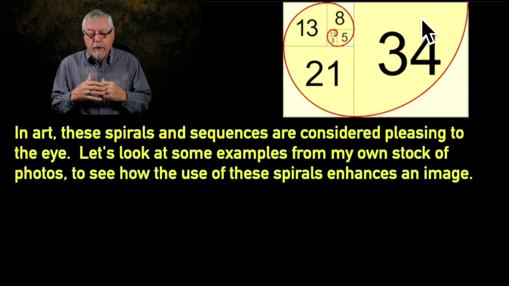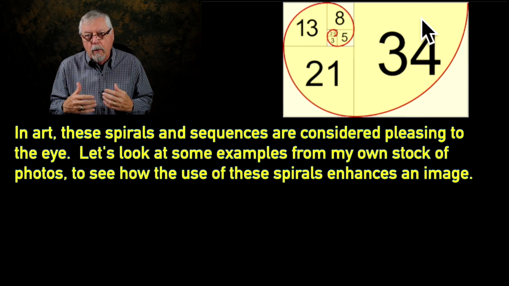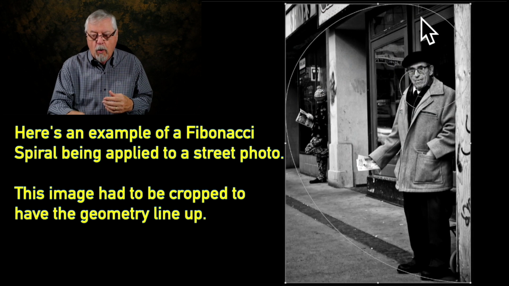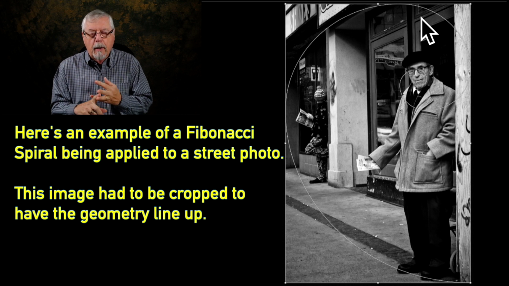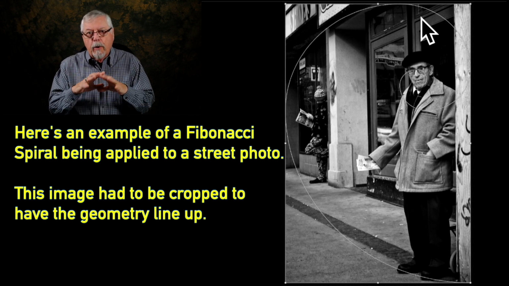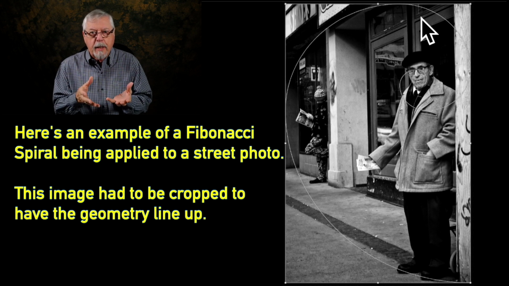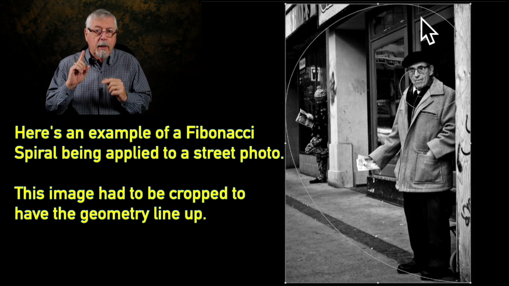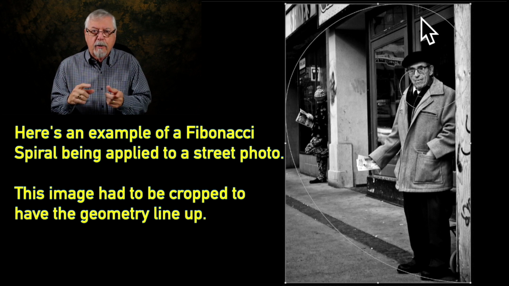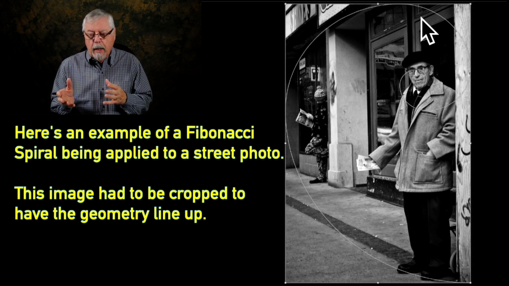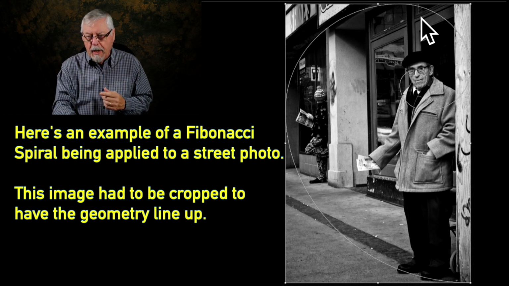So what we're going to do is look at some examples from my own work where I have incorporated Fibonacci spirals and other tools, what we call rule of thirds, diagonals, and triangles. We'll look at all of that and how it works into photography, and not only in our picture taking, but also in our editing, because I'm going to get in here and do some editing as well to show how these things work. And here is my first example.